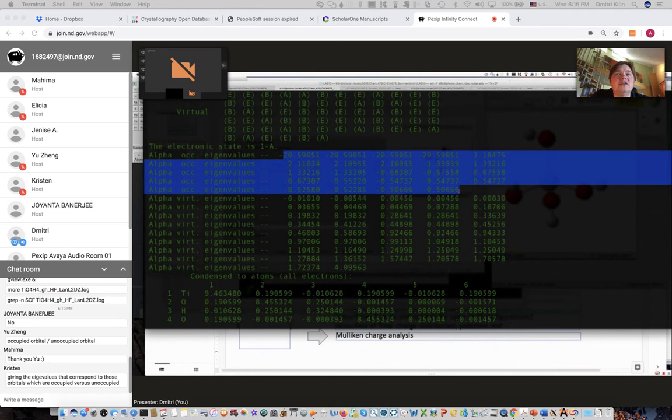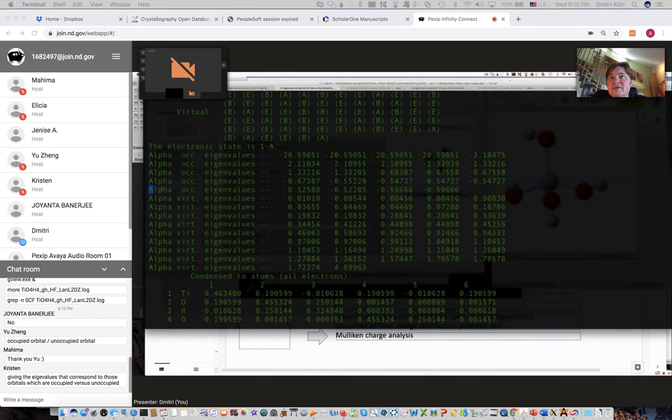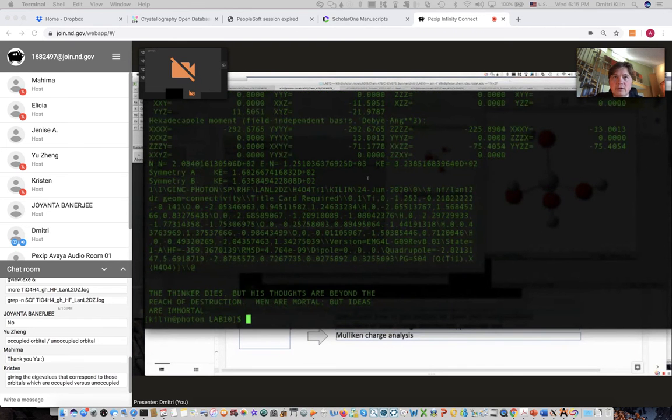In the list of alpha occupied eigenvalues, we go to the end of the list and record this number, minus 0.5066. Then we go to the unoccupied empty orbitals, and we take the first of them, minus 0.01010. So we need these two numbers. And let me do it once again.